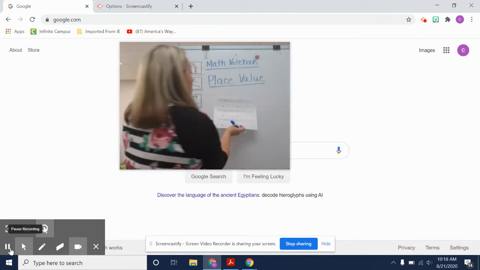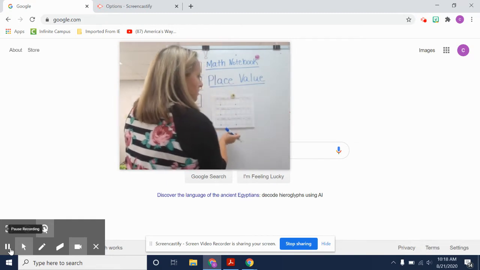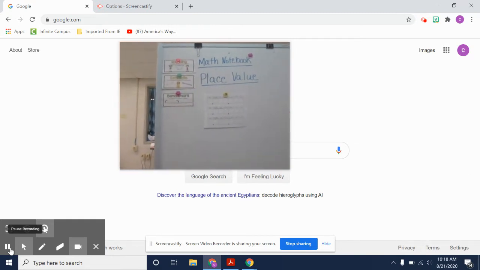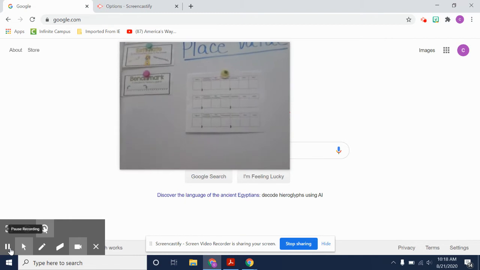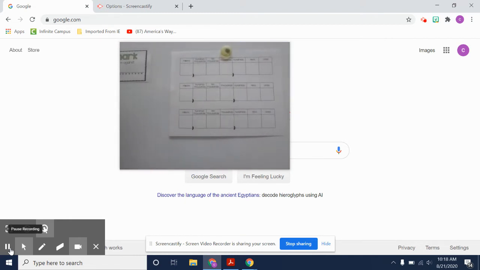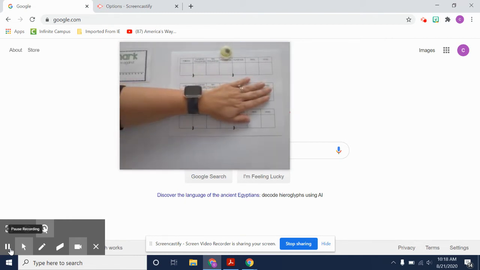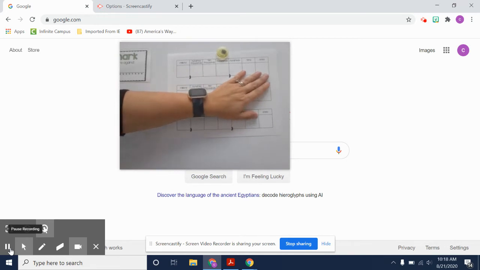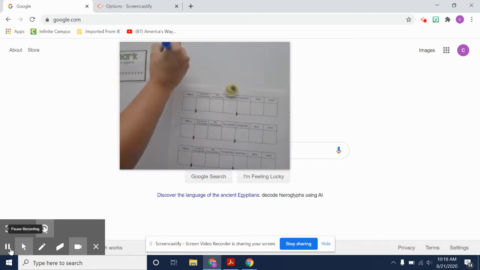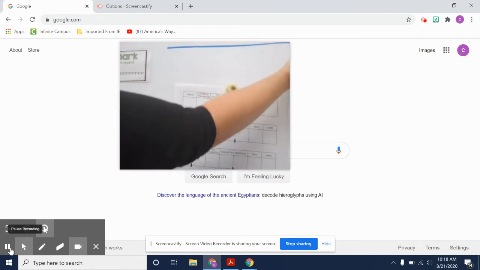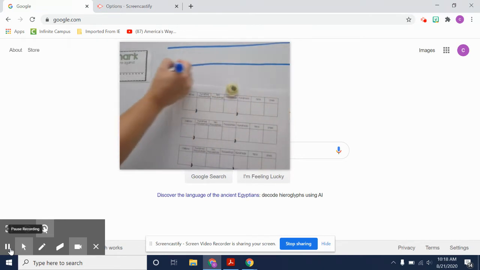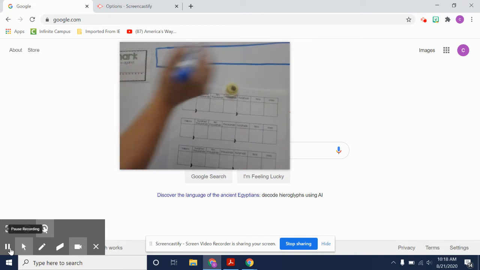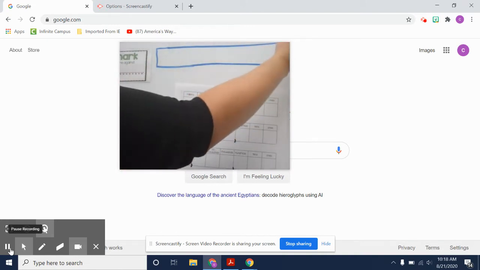I want you to draw this chart for me. I'll give you a close-up of it so that you can see what it is that I want you to do. Just one of them. So you're going to need to make boxes. Okay? The first box is going to be your ones.